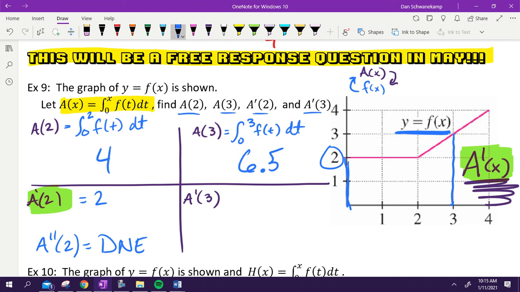What about A prime at 3? Show me with your fingers. What's A prime at 3 going to be? A prime at 3 is 3. What if I were mean and said A double prime at 3?